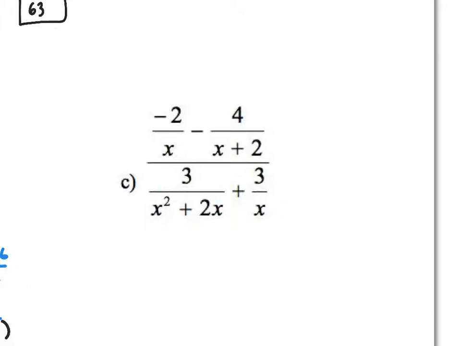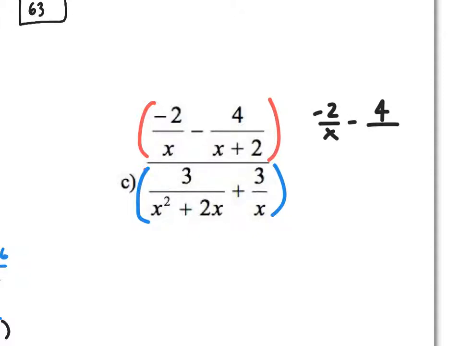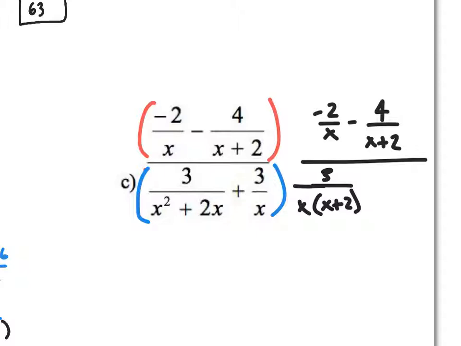So in my entire numerator, I'm going to group those together. I'm going to group my denominator, those together. Okay. Let me rewrite this real quick. Let me do this as negative 2 over x minus 4 over x plus 2, all divided by 3 over... And let me factor out an x, so this is going to be x times x plus 2. Okay, that's good. And then plus 3 over x.